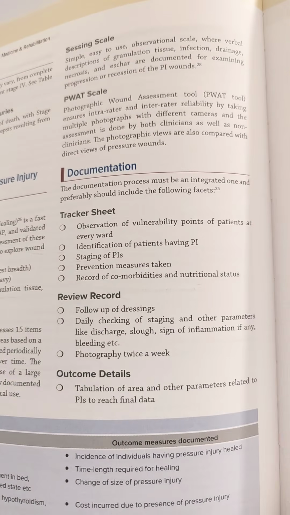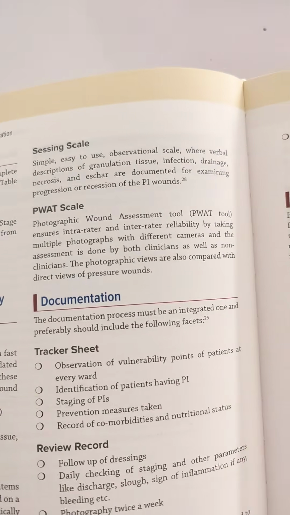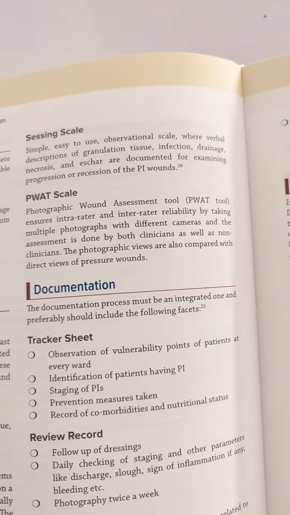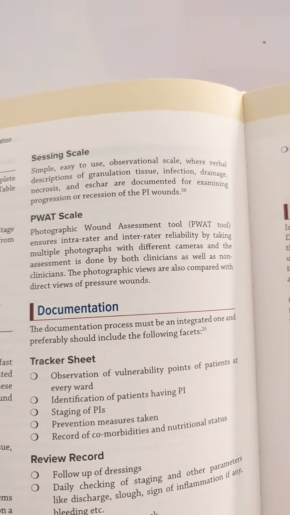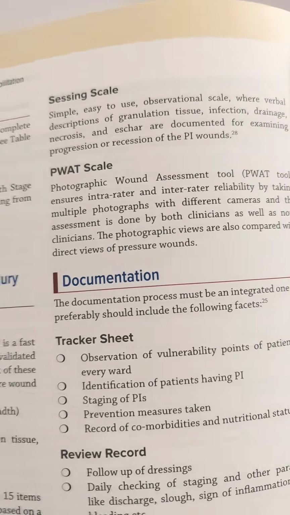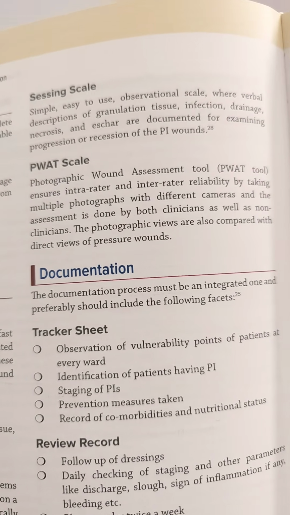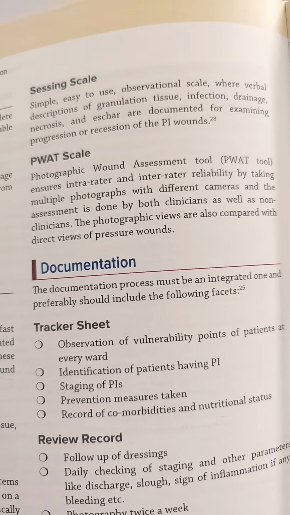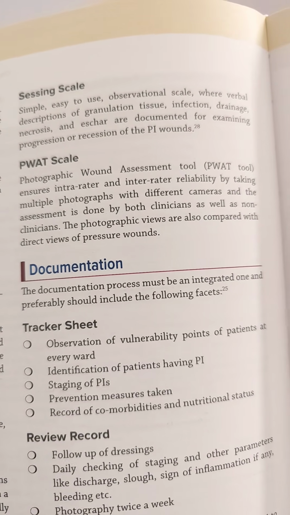Assessing scale: simple, easy to use observational scale where verbal description of granulation, tissue infection, drainage, necrosis, and HR are documented for examining progression or recession of PI wound. Photographic wound assessment tool, that is PWAT scale, multiple photograph with different cameras, assessment done by both clinician as well as non-clinician, photographic views.